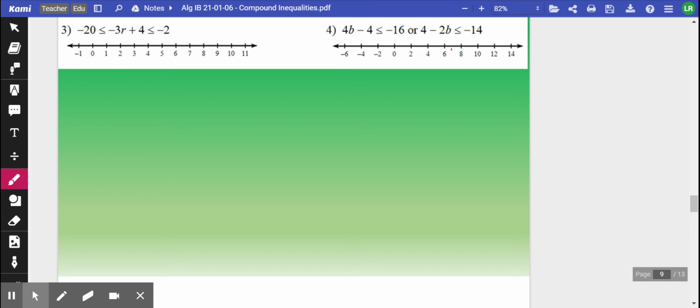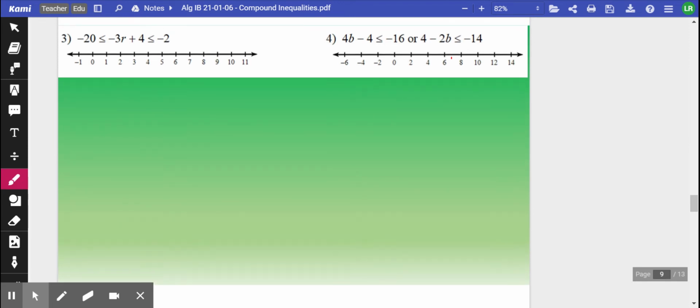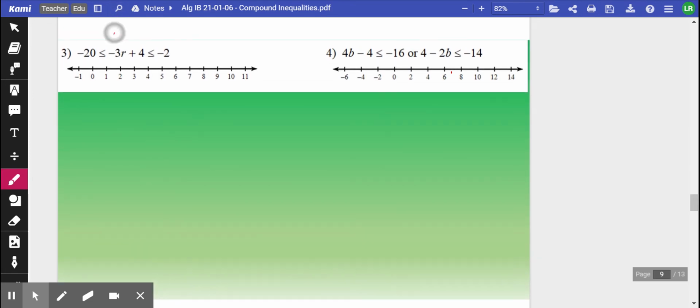So for number 3, remember when it looks like this, it's an automatic and statement. I know it's an and statement. Put a box around the stuff that's in between, the -3r plus 4. One problem takes the left side and the middle: -20 is less than or equal to -3r plus 4.